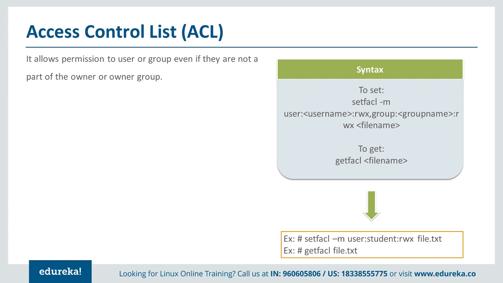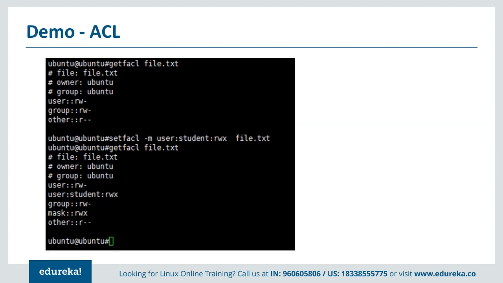How is it done? setfacl, setting ACL for a file. setfacl -m, where we use the user and group name: username is user, group name is student. So using the username user and group name student, I'm giving read write execute access to file.txt. And if I check getfacl, it will give me the same. For example, getfacl file.txt.